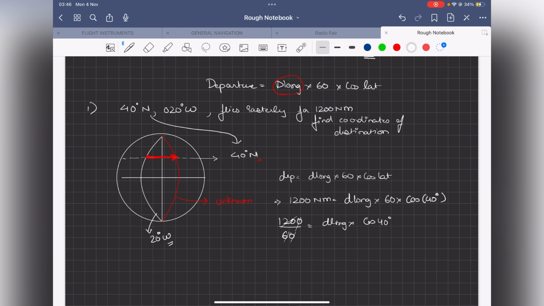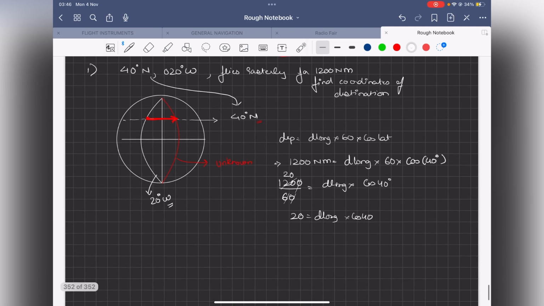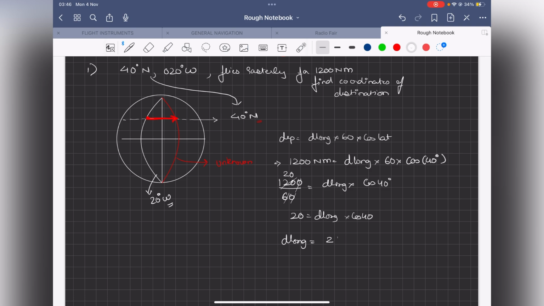I know for a fact that this is equal to 20. So 20 is equal to d long into cos of 40. When I calculate and put these values in my calculator, I get my d long to be 26 degrees 6 minutes. Okay, fine. Now let's go back to what is said in the question.